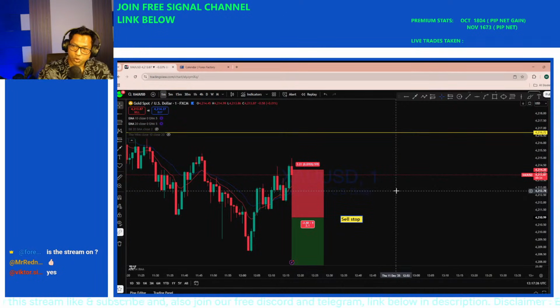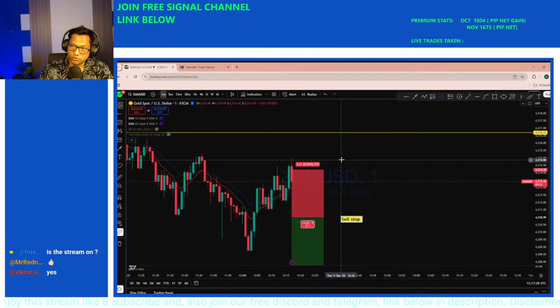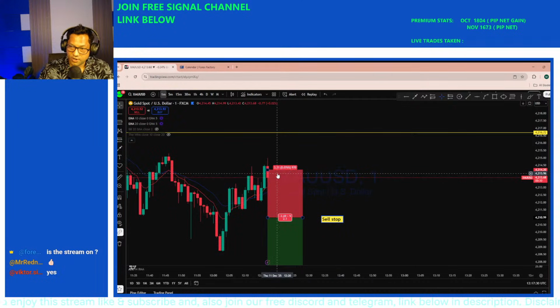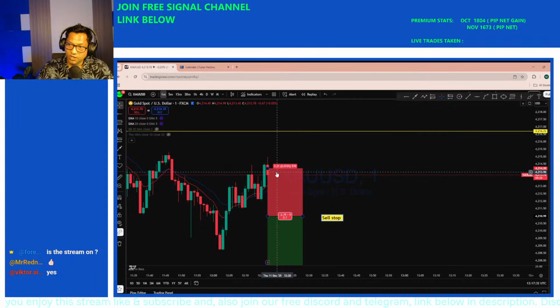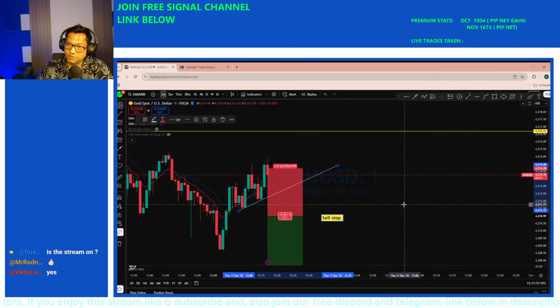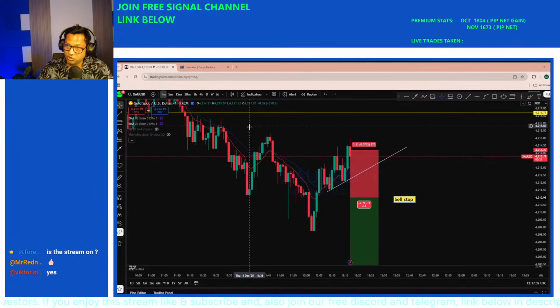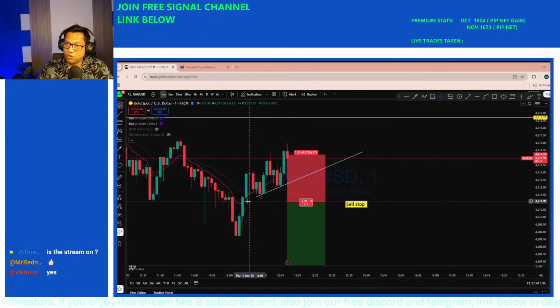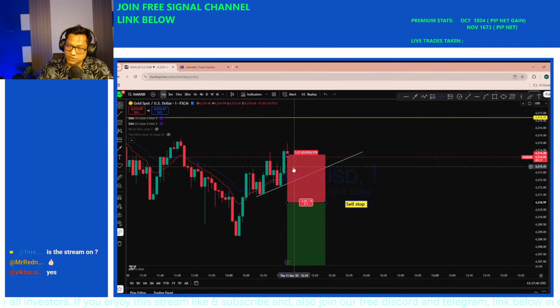So back to the rejection here. Let's look at how the market is reacting. If this trend line is broken here, that's what you want to enter, because the major trend here is bearish. Locally we saw that bullish. We want to see the market coming down, breaking from the trend line.